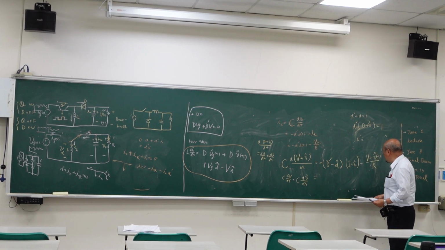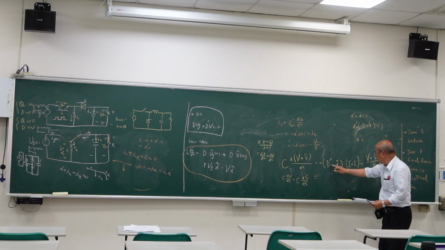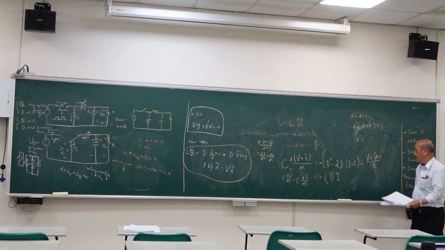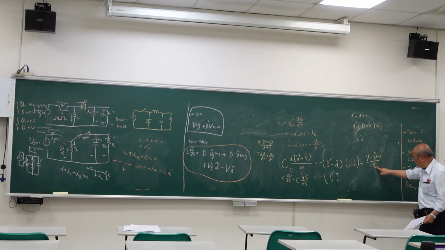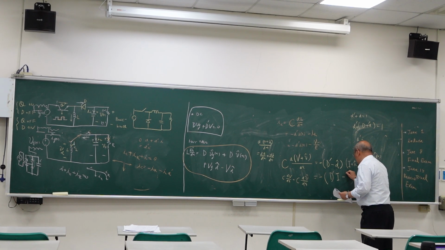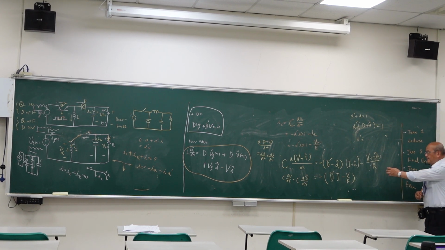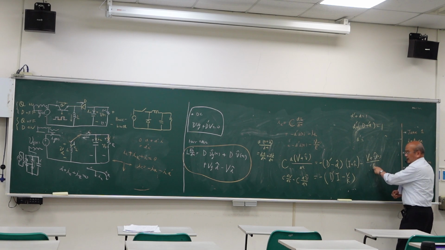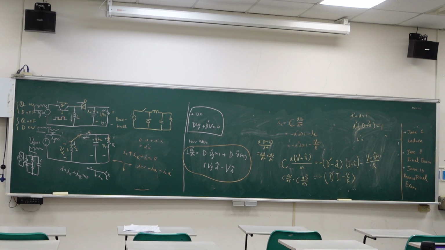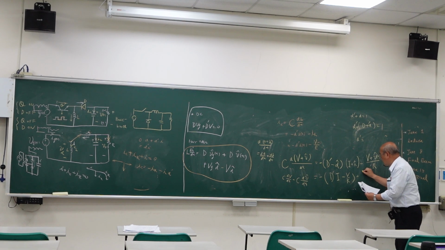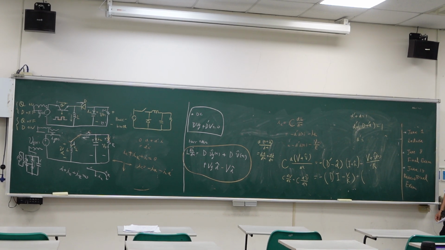So first is DC. So how about DC? Minus here, this is DC, this is DC, this is the first item. This is DC, this is DC, minus V over R. So DC includes how many items? This one and this one. Anything else? No, right? How about first order? Anybody can suggest how many first order?